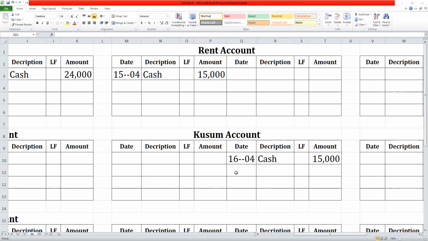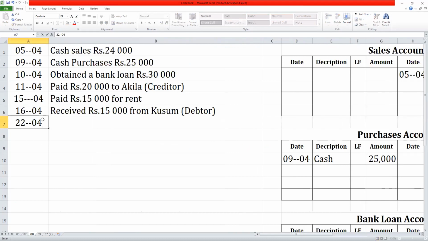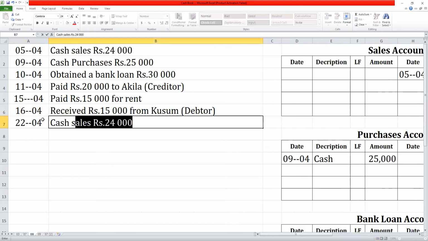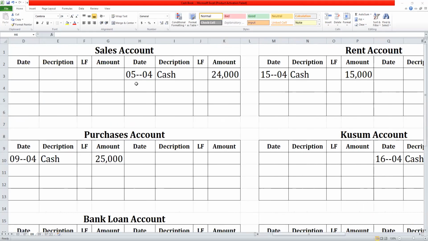The next date is 22nd of April. What is it? It is a cash sale, rupees 9,000. You don't want to open a separate account. It's the same business, so use the same account, sales account. The date is 22nd of April. It's a cash sale worth 9,000 rupees. Okay, 9,000.